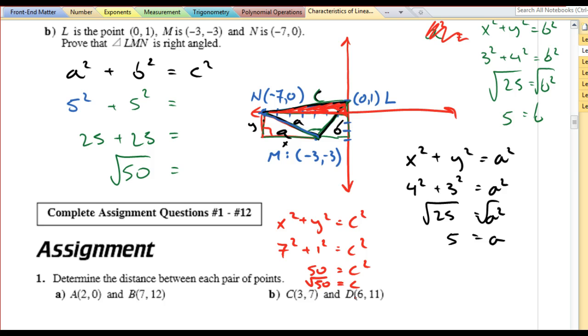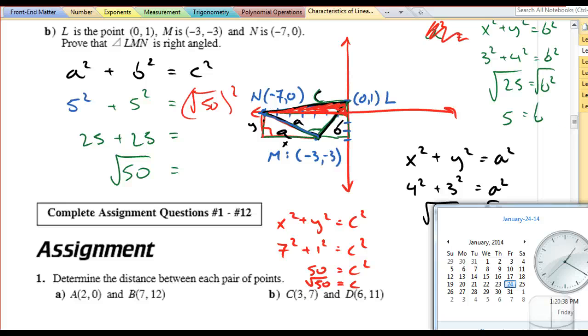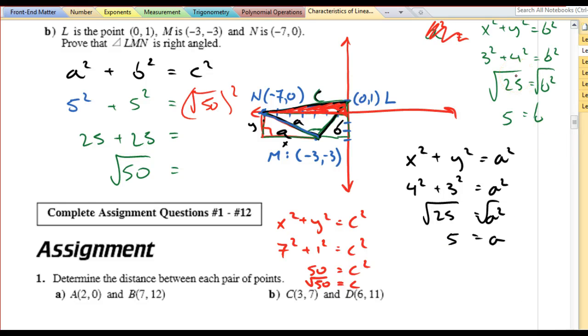So there we go. The square root of 50 squared, there we go. It works. Okay. So this question is, again, way too long. So if you understand and you watch through this, hopefully you get what I did.